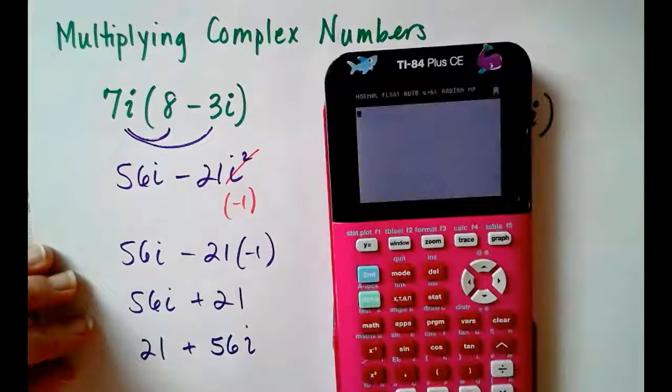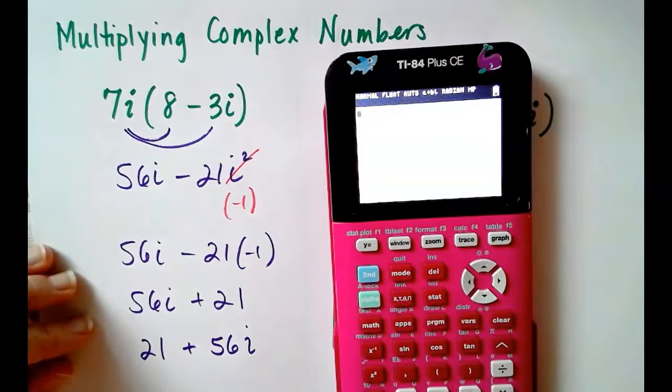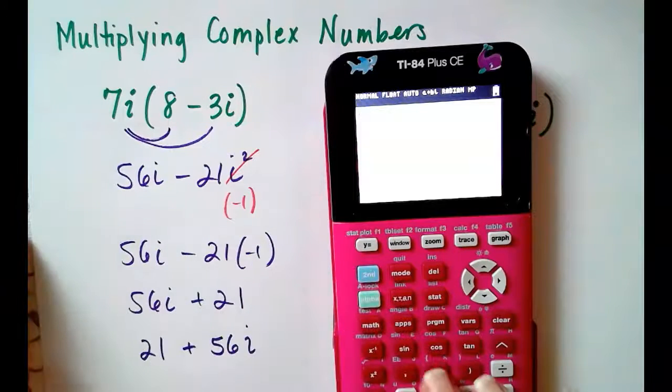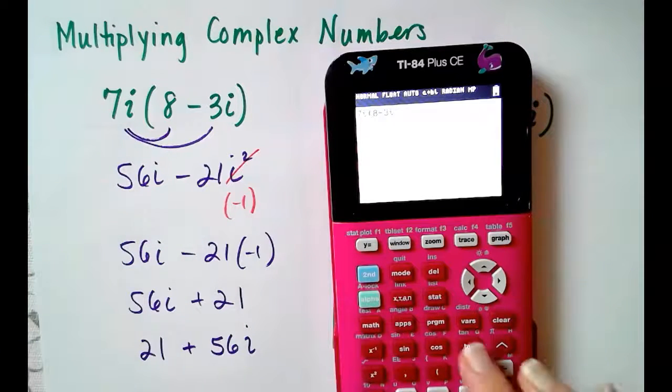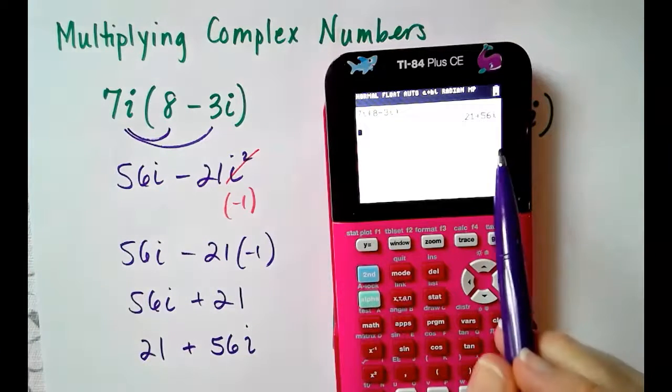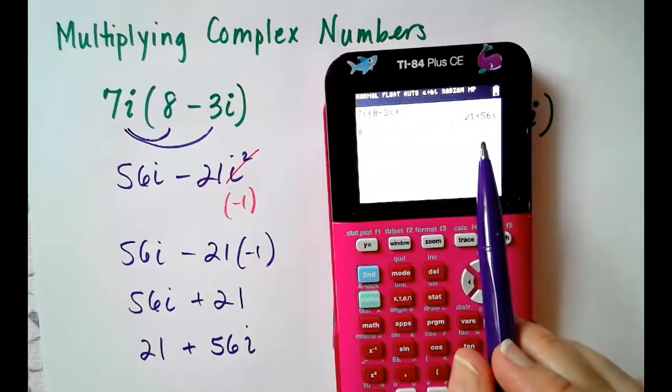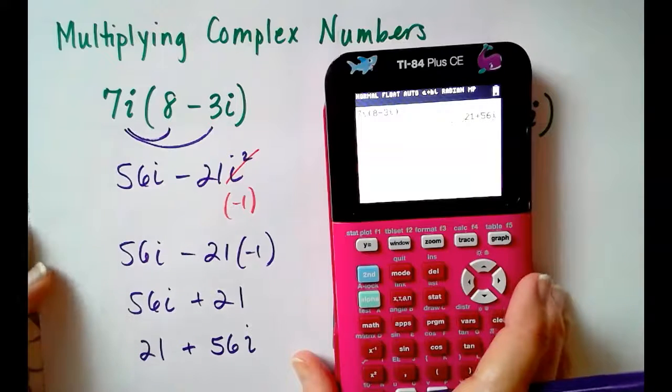And once again, we can do this pretty quickly on our calculator. We could say 7i times 8 minus 3i, and it will give us the correct answer in the standard form of a complex number, 21 plus 56i.